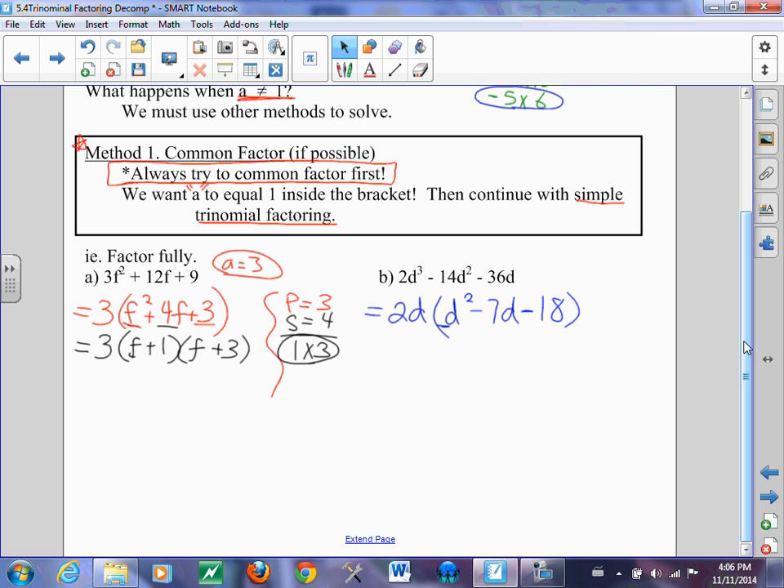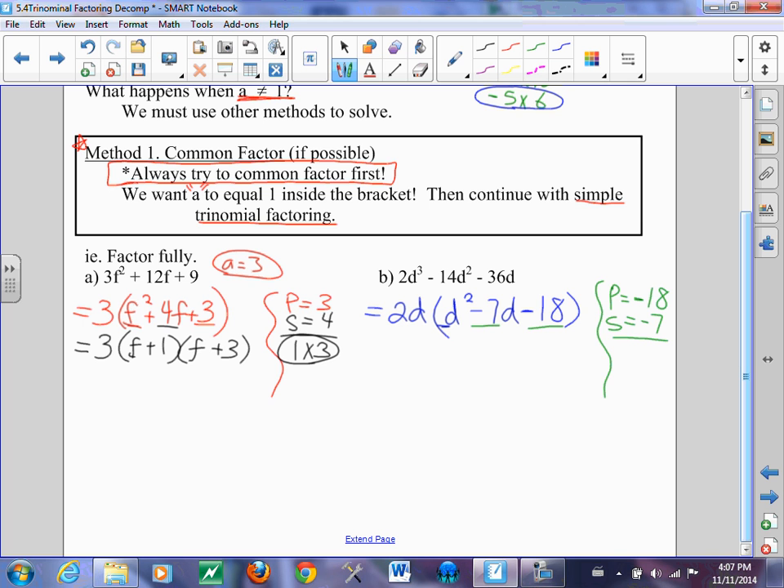That's great. So we're going to do our product and sum to find our two factors. So our product is negative 18. Our sum equals negative 7. If our product is negative, that means we need to have one negative and one positive.